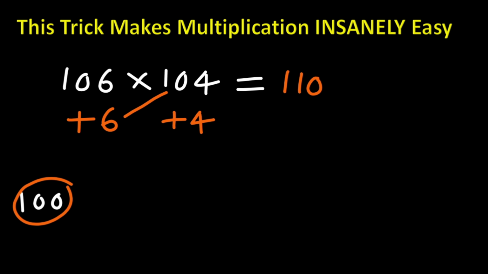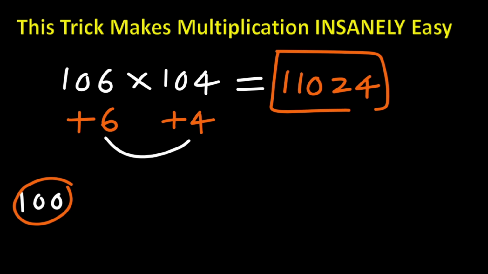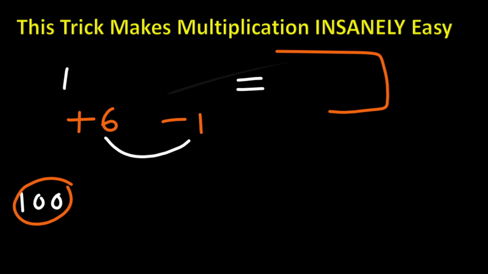All right. And now the last step, like the previous, we just have to multiply these two numbers. 6 times 4 is 24. So what is the answer? That's going to be 11024. That's the product of 106 and 104. All right. Let's see the next question.